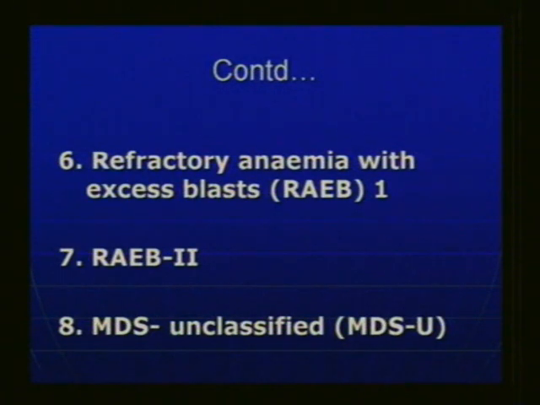Another is the 5q minus syndrome. The RAEB is divided into 2 subgroups here: one is RAEB1 and RAEB2. Then the MDS unclassified, because even if you have so many subclassifications, still there will be some group of patients which you are not able to classify into any of the subcategories, and there you are putting them into the unclassified group.